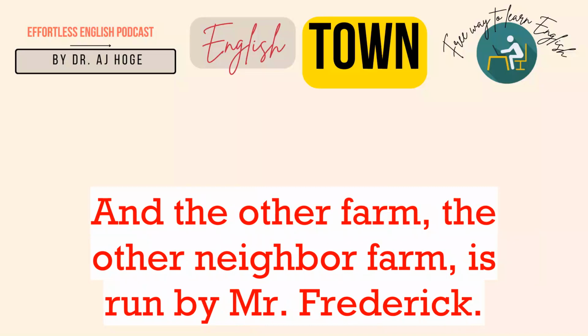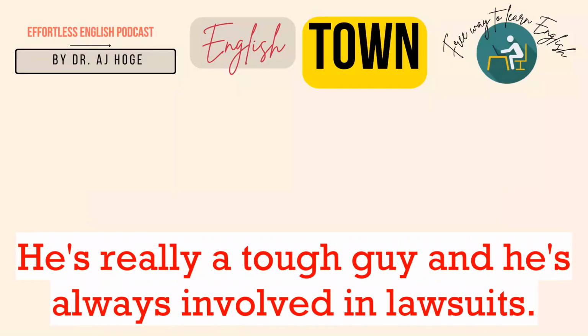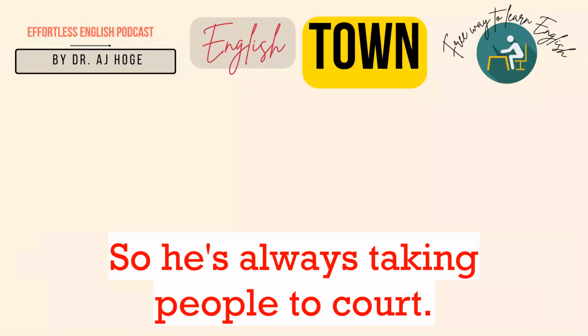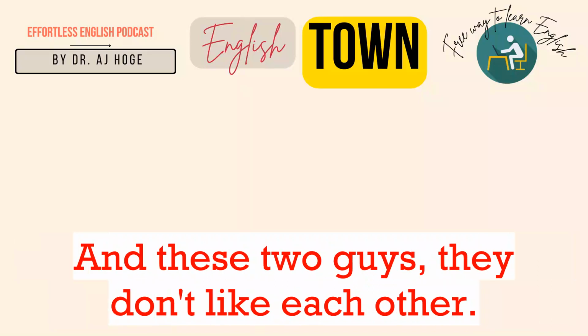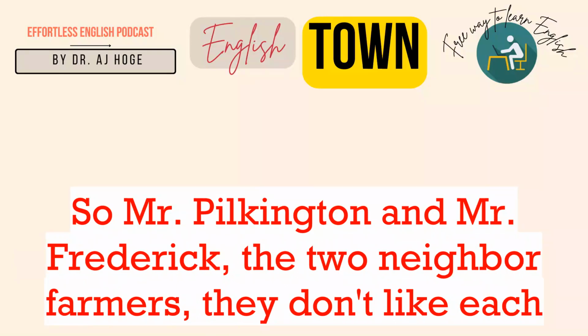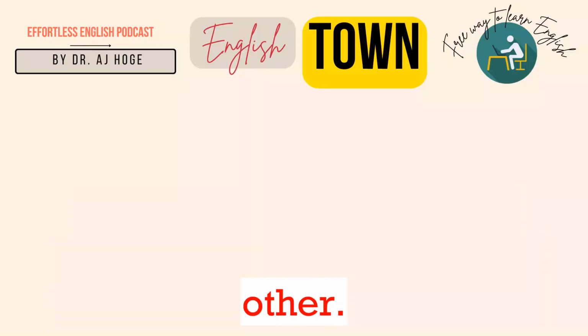And the other neighbor farm is run by Mr. Frederick, and he's the opposite. He's really a tough guy, and he's always involved in lawsuits. So he's always taking people to court. He's always trying to get more and more money. And these 2 guys, they don't like each other, right? So Mr. Pilkington and Mr. Frederick, the 2 neighbor farmers, they don't like each other.